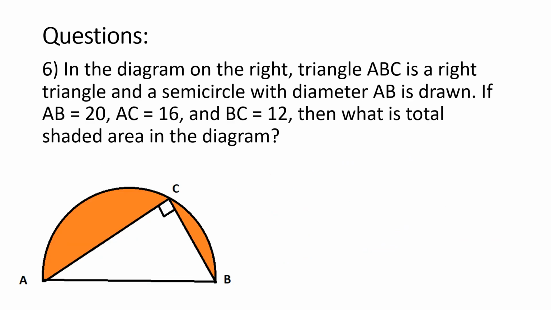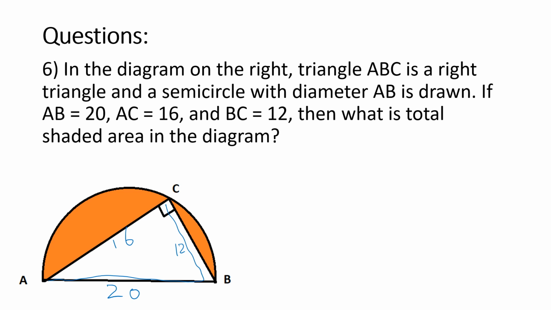Question number 6. In the diagram on the bottom, triangle ABC is a right triangle with a semicircle with diameter AB drawn. If AB is 20, AC is 16 and BC is 12, then what is the total shaded area in the diagram?